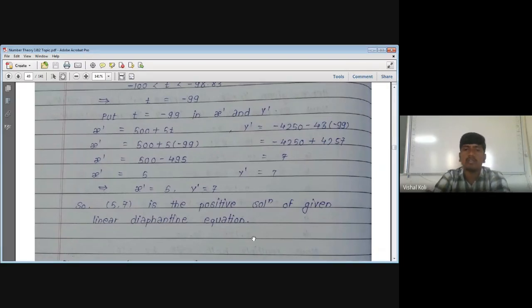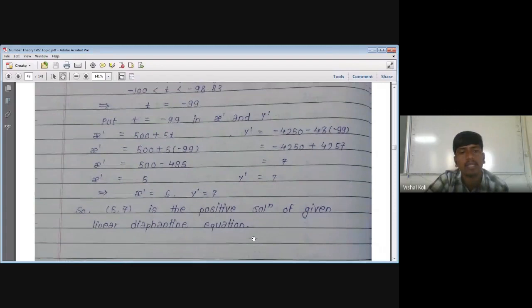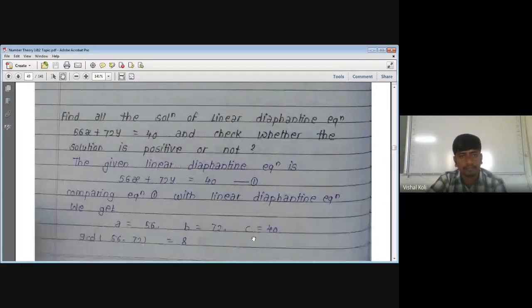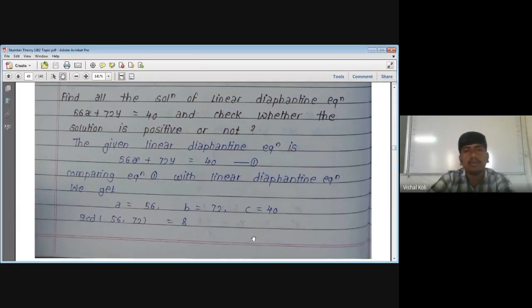Similarly, we can solve for any example. Let us consider the second one. Find all the solutions of the linear Diophantine equation 56x plus 72y is equal to 40, and check whether the solution is positive or not. Let us consider the given linear Diophantine equation, which is 56x plus 72y equal to 40. Now we have to compare this with ax plus by equal to c, and from this we have to find the values of a, b and c. a is nothing but 56, b is equal to 72, and c is equal to 40.